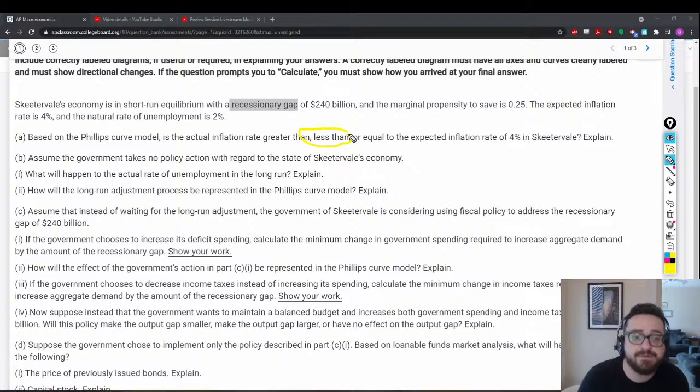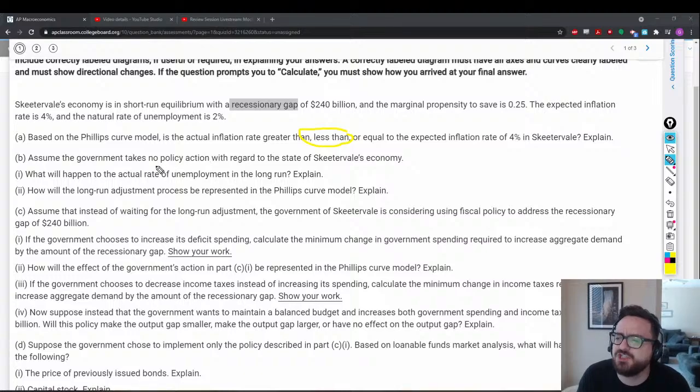And how would I explain that without a graph? If I had to verbalize it, I would say because they are in a recessionary gap and the Phillips curve dictates that inflation and unemployment are inversely related, a recession would indicate that there is fairly high unemployment, meaning there should be less than expected inflation. That's how I would explain it.